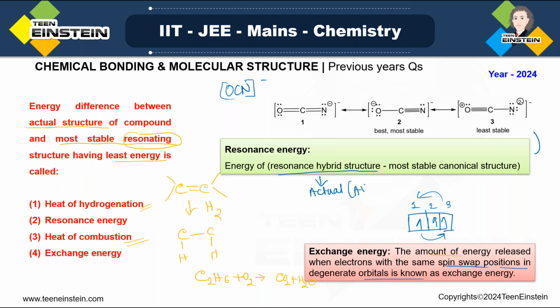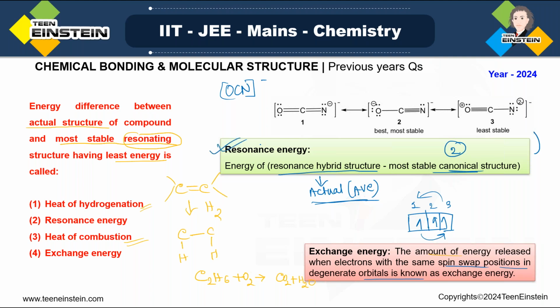Actual or average, whatever you say, and the most stable canonical. So there will be some average structure, and the most stable is here, number 2. So this will always have lower energy compared to any of the structures, even the more stable one. So this energy difference, obviously, will be negative. That is known as resonance energy, which is mentioned here: the energy difference between the actual structure of the molecule and the most stable resonating structure.